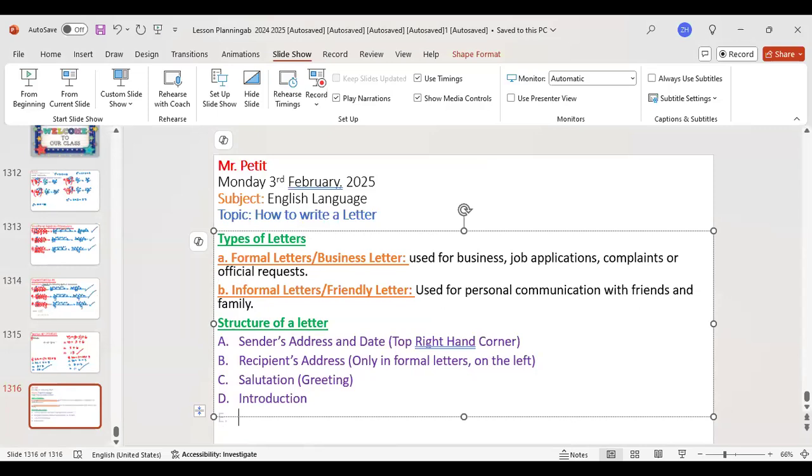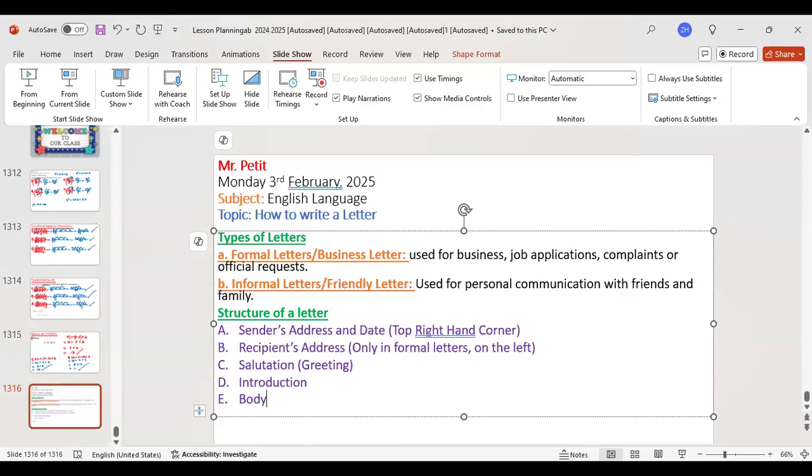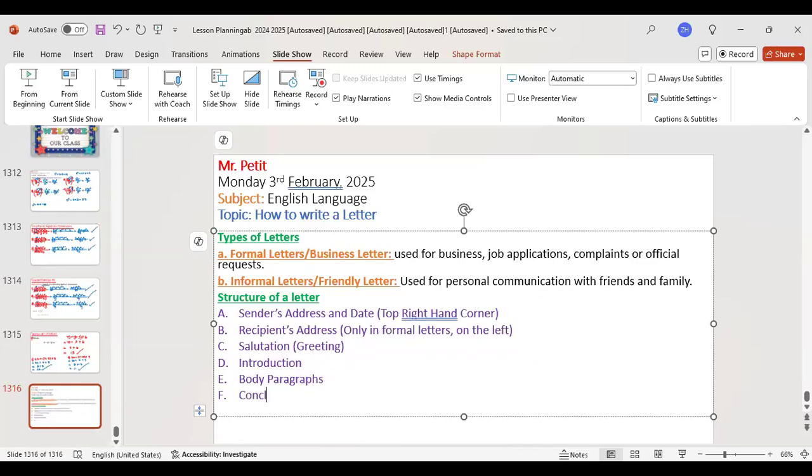Development. Your what? What else? Come on. The body paragraphs, right? The body paragraph is going to be explaining what you mentioned inside the introduction. And then finally, you're going to end with a conclusion. And then you're done with the letter, right? Finished. No, we're not. What else do we need?